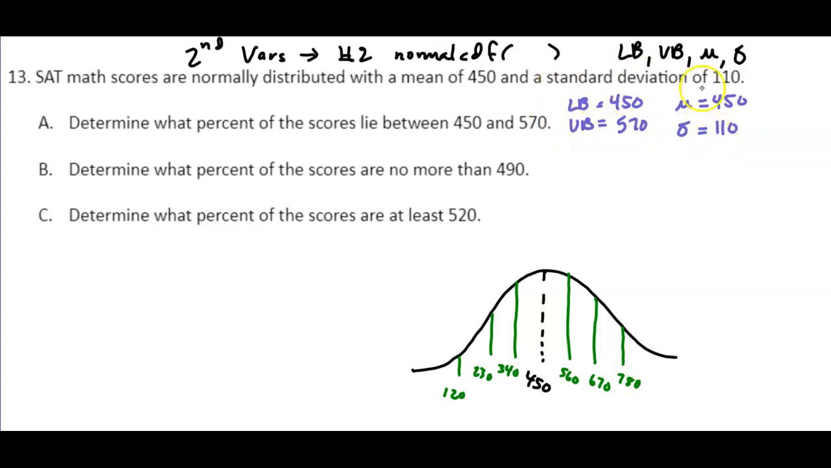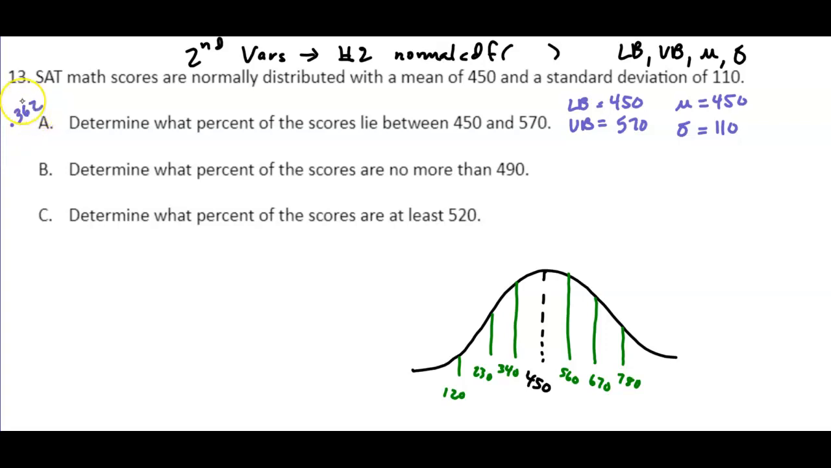All right, so if you put these four values in your calculator correctly by going to second vars, the number 2, as I stated before, you should get for A that the probability or the percent of scores that lie between 450 and 570 is 0.362.